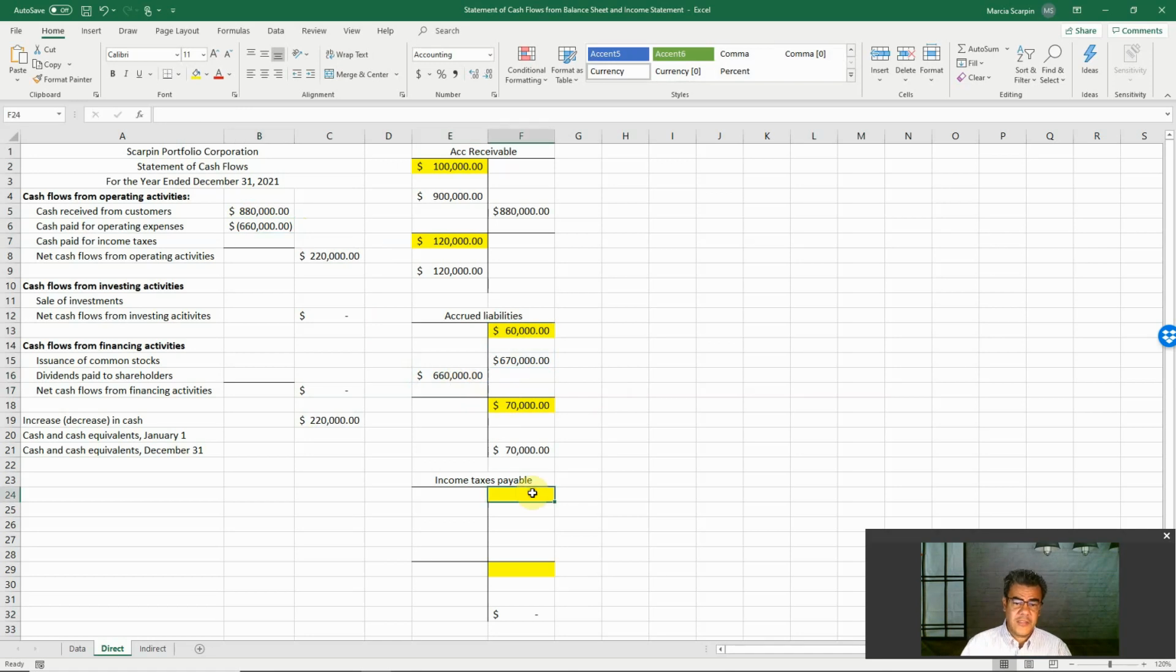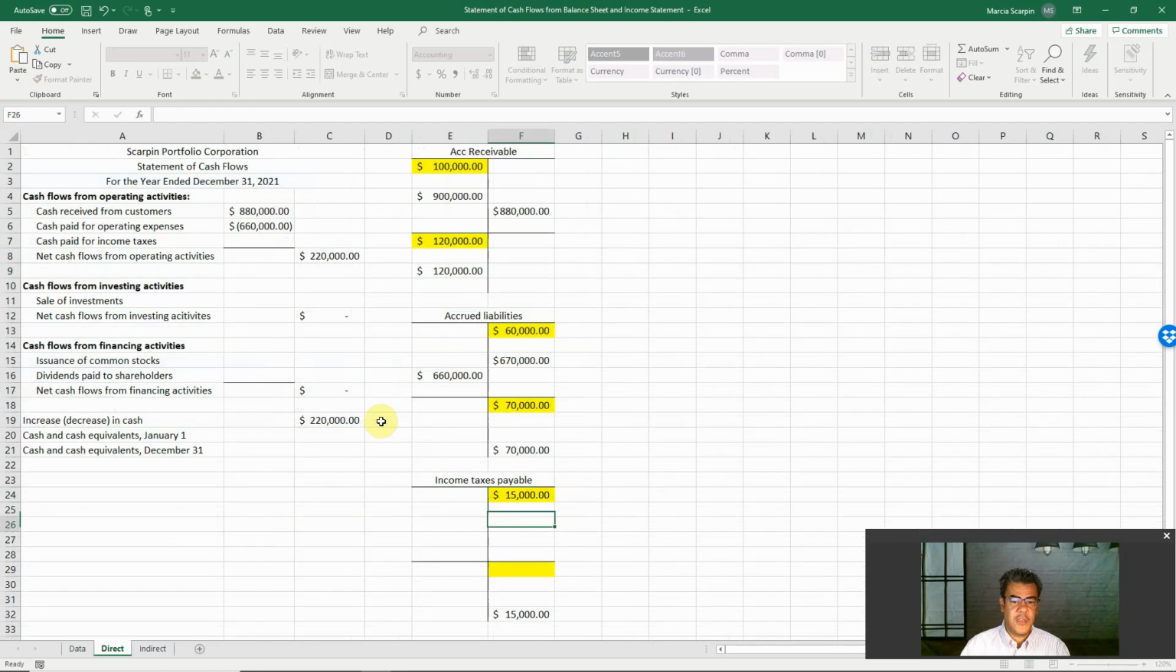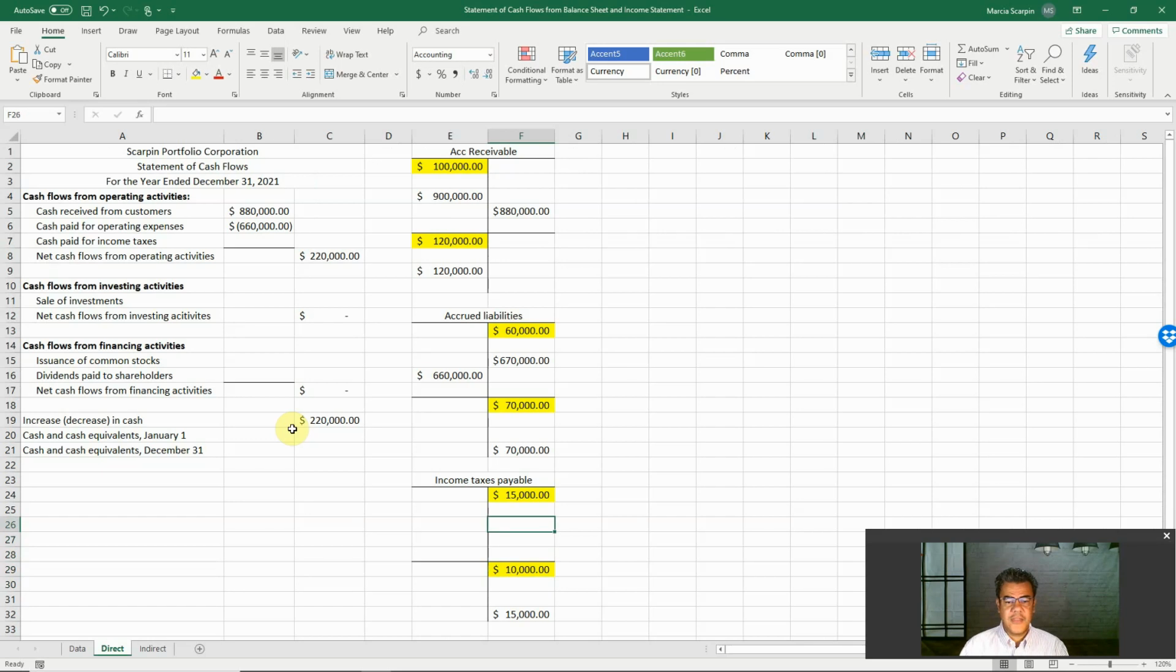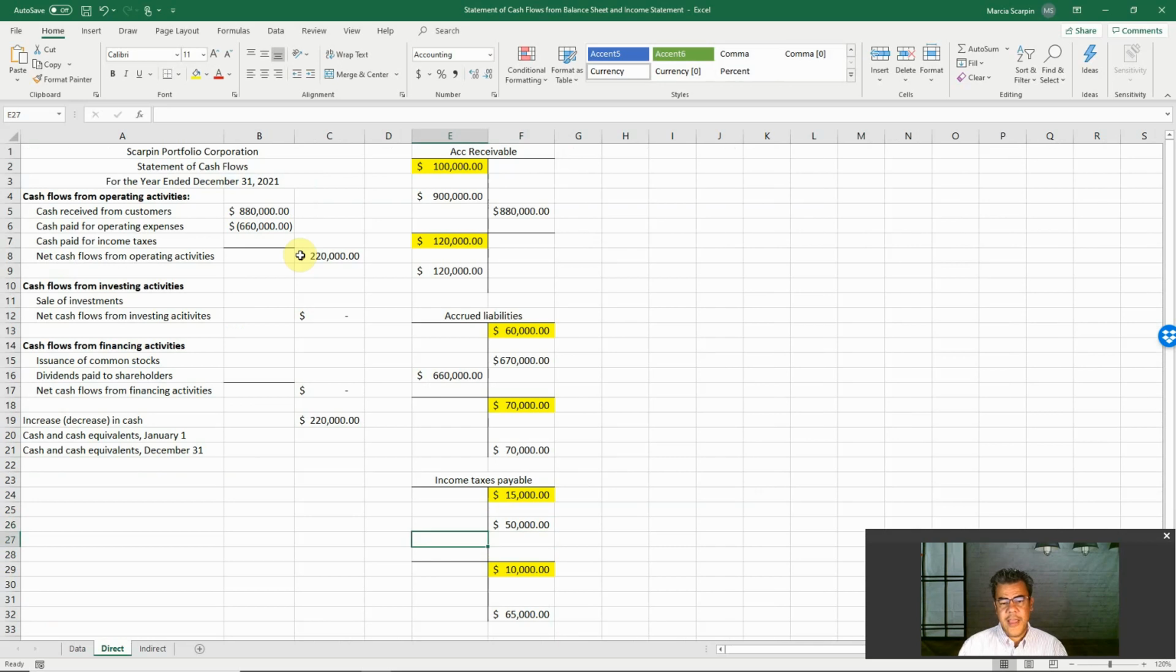And income tax, the same. Beginning balance, 15. Ending balance, 10. Income tax expense and income tax payable. We usually pay it the following year. And we need a number to balance. So let's copy and paste the same formula here. And we will have 55, so negative 55. And the result is 165.